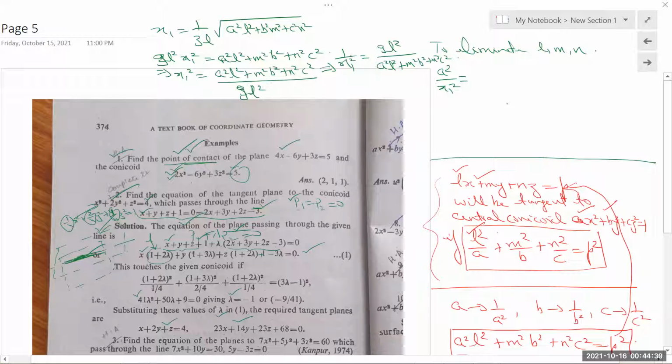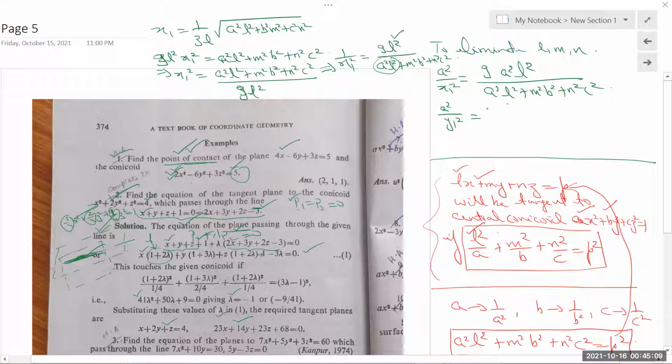Now, if I multiply by a square on both sides, then you can see we have the term l square a square here. So this is the reason why we are doing this. Because on multiplying by a square on both sides, I have a square by x1 square is equal to 9 times a square l square whole divided by a square l square plus m square b square plus n square c square. Similarly, one can write a square by y1 square using symmetry.